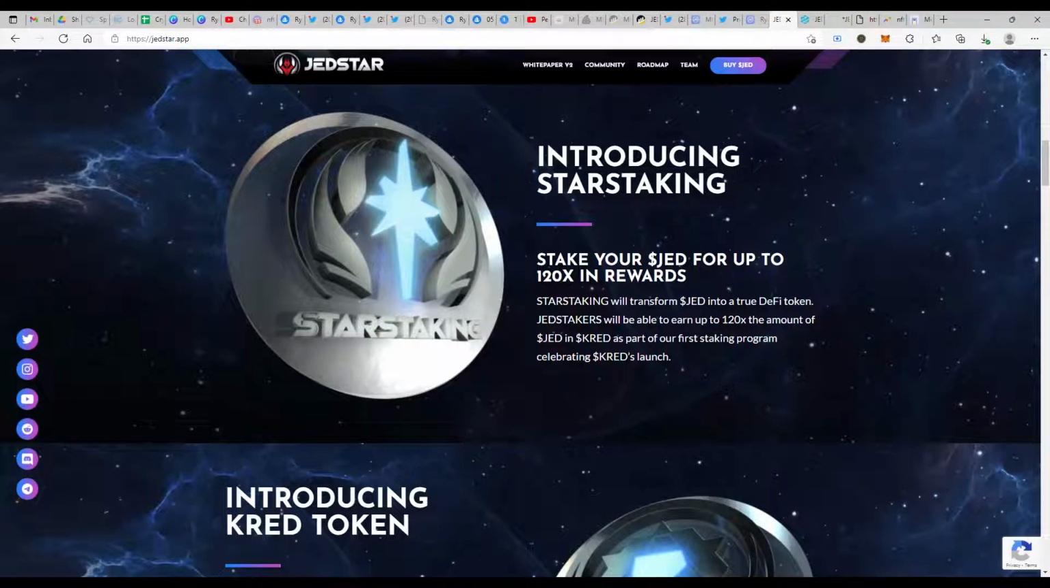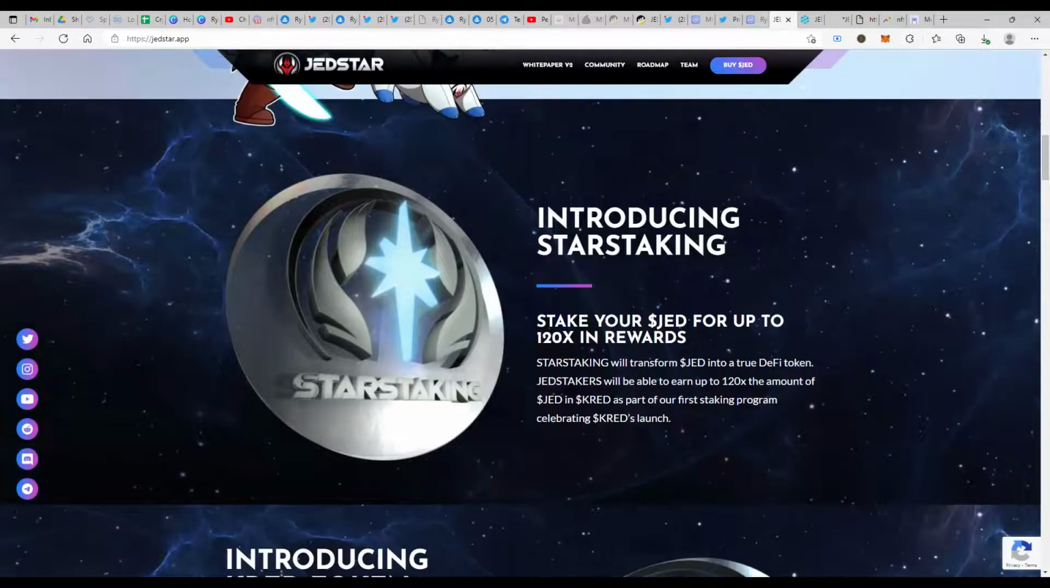Now, what is STARSTAKING? Introducing STARSTAKING, you can stake your JED to earn up to 120 times in rewards. STARSTAKING will transform JED into a true DeFi token. JED stakers, as they call them, will be able to earn up to 120 times the amount of JED in CRED as part of our first staking program celebrating CRED's launch.